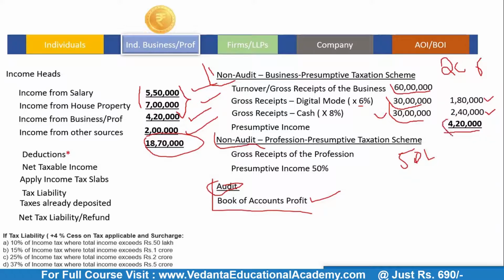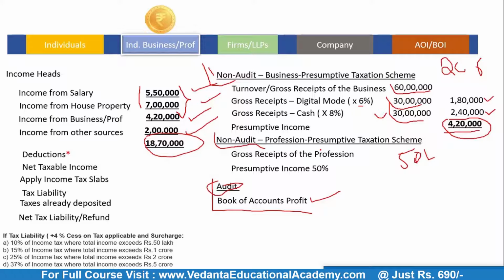So altogether, if the business income is 60 lakhs, out of 60 lakhs, received in digital mode rupees 30 lakhs and received in cash mode rupees 30 lakhs. So on the bank receipts, 1,80,000, that is 6%. On the cash receipts, 2,40,000, that is 8%, will be considered as a profit from the business.